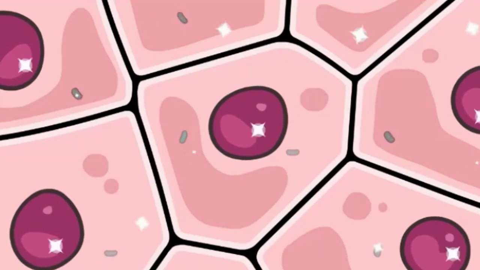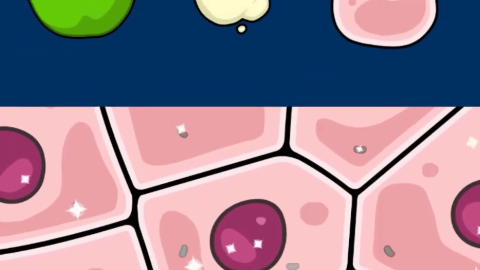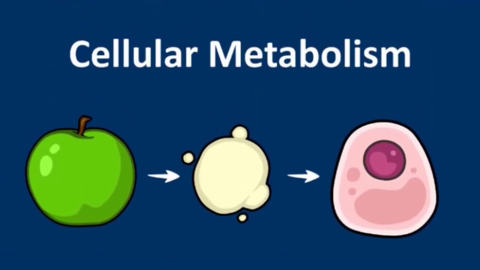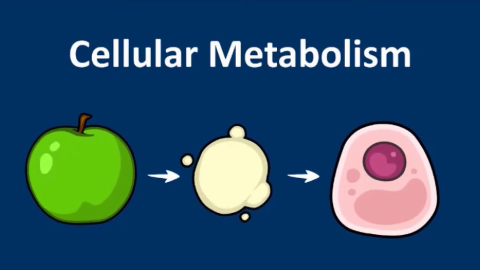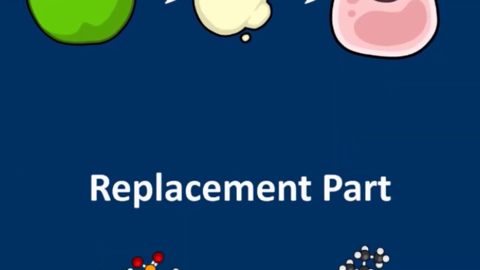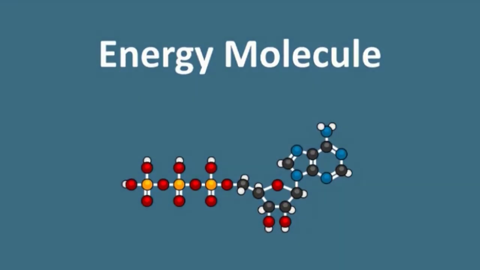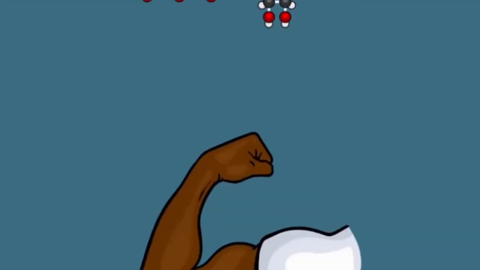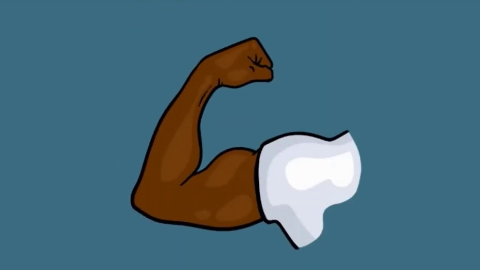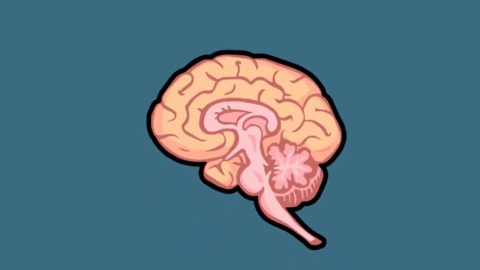While we often take this for granted, this concept is so important and so bizarre that it's worth repeating. A cell's metabolism, its internal network of chemical reactions, takes molecules from the environment, the molecules of an apple in this case, breaks them down and transforms them into pieces of the cell itself. Sometimes the cell builds replacement parts for its own molecules that have been worn out. Other times it builds energy molecules. These act like fuel and will power the cell's future activities. Muscle cells use energy molecules to contract, brain cells use them to help form thoughts, and so on.